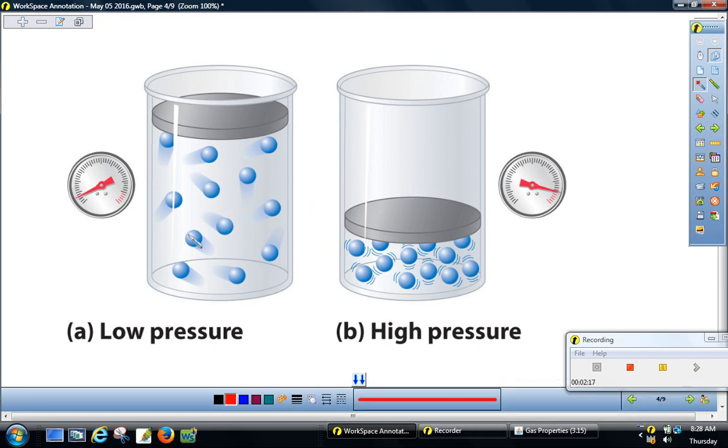Alright, if we look at a low pressure, high pressure environment, once again, the more room the particles have to move around, if we keep temperature constant, the less often they're going to collide. The lower the pressure will be. If we push down on our cylinder, on our piston, force the particles into a smaller volume, they'll collide more often, and we get a greater pressure. And we see that on the pressure gauge.